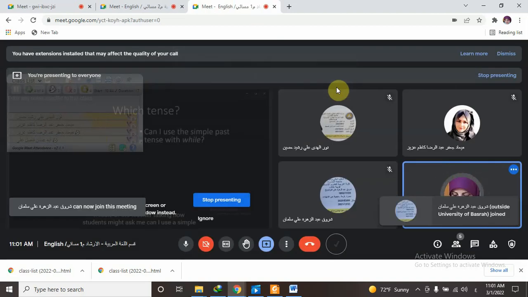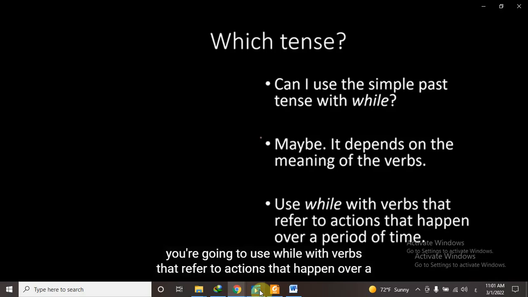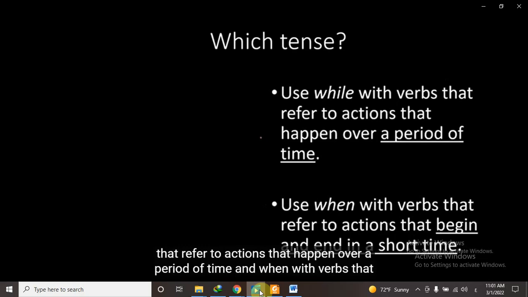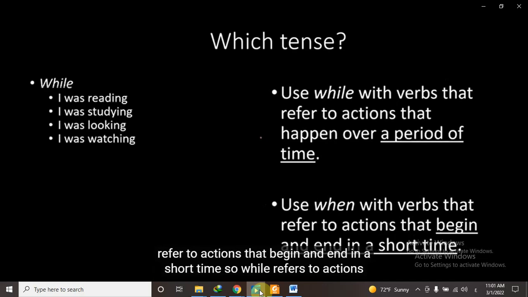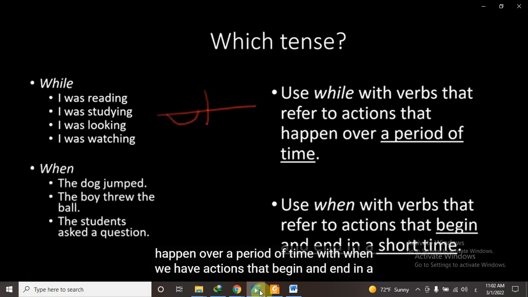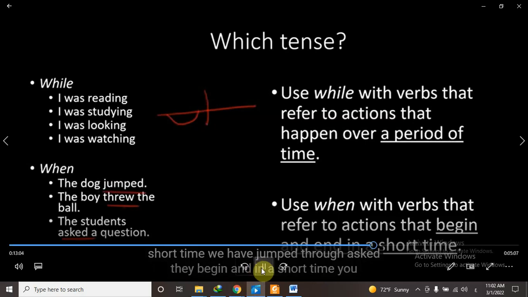Now, students might ask me, can I use a simple past tense with while? Well, maybe. It depends on the meaning of the verbs. You're going to use while with verbs that refer to actions that happen over a period of time, and when with verbs that refer to actions that begin and end in a short time. So while refers to actions like reading, studying, looking, and watching. These are all actions that happen over a period of time. With when, we have actions that begin and end in a short time, like jumped, threw, asked. They begin and end in a short time.